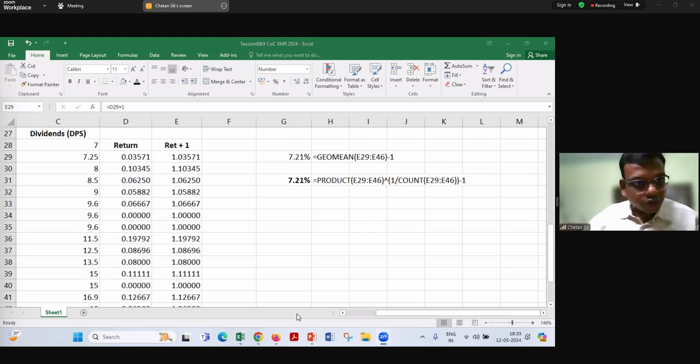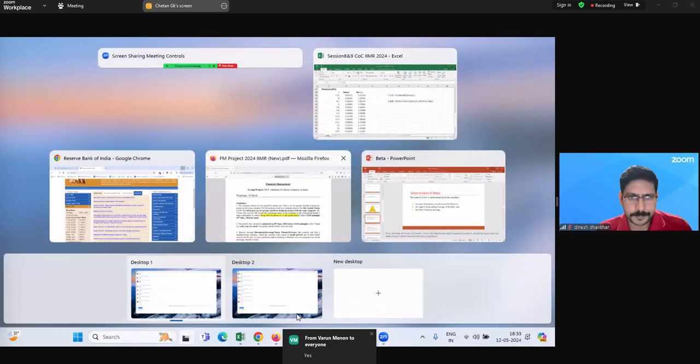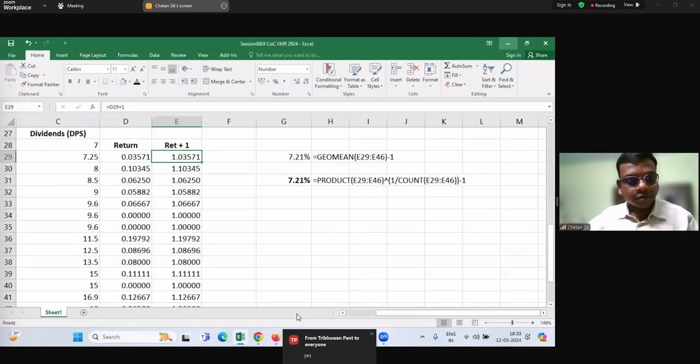Himanshu, Mayank, Abhishek, Sharma, Deepesh, Karthik, Sayali, Soham, Dinesh. Okay, so all are doing it. Fine, fine. Got it, sir. Okay. Tribhuvan, Varun, Sachin, good.